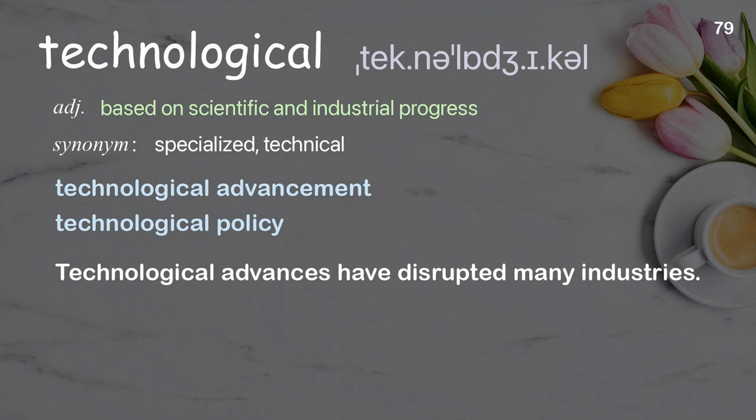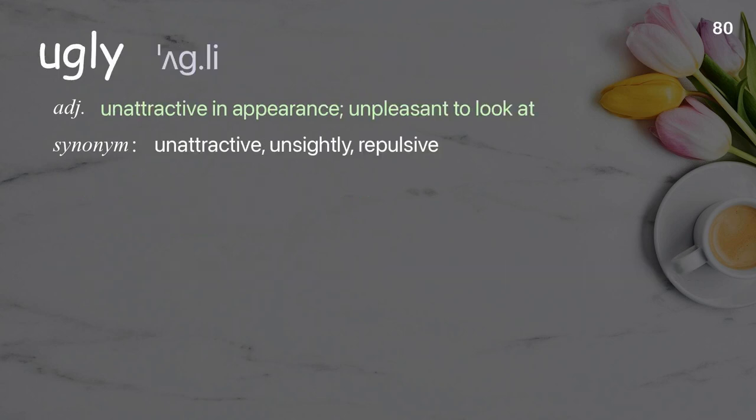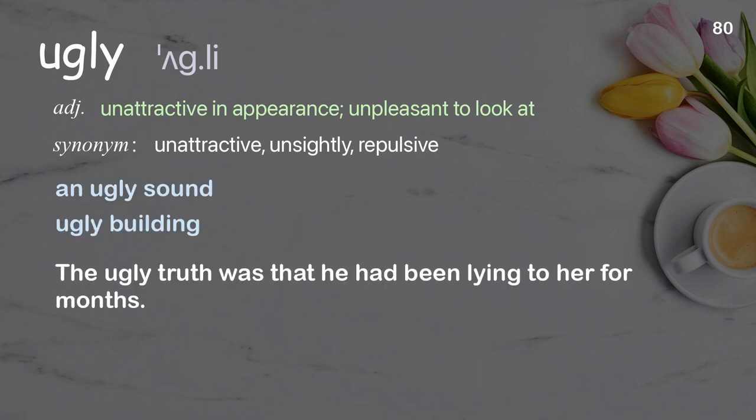Ugly. Unattractive in appearance, unpleasant to look at. Examples: an ugly sound, ugly building. The ugly truth was that he had been lying to her for months.